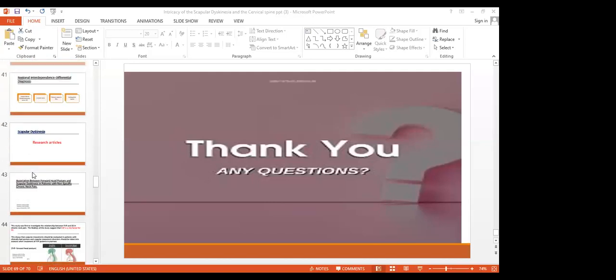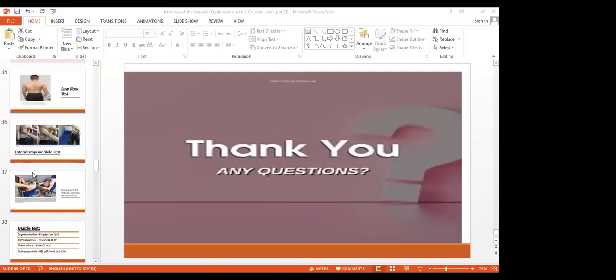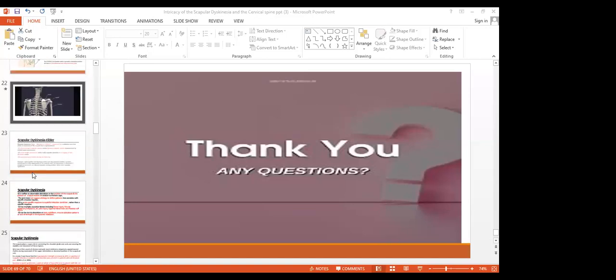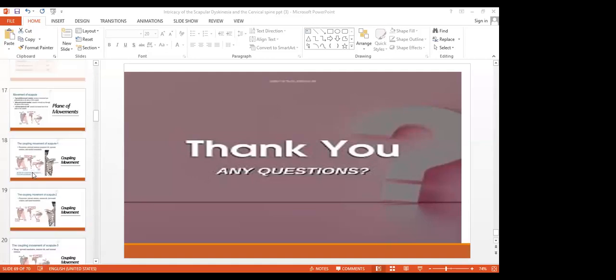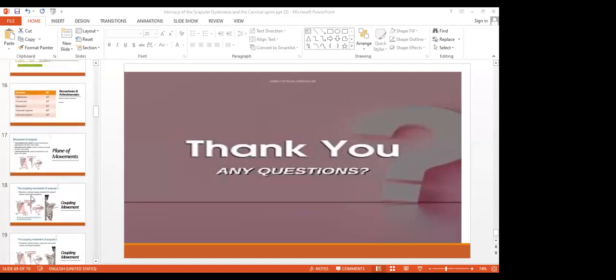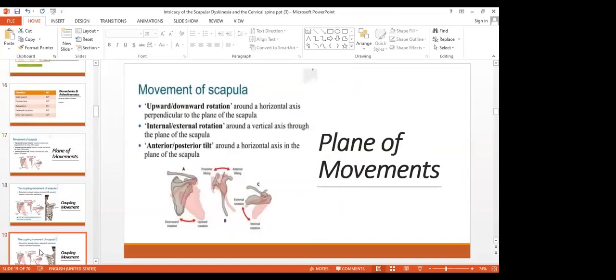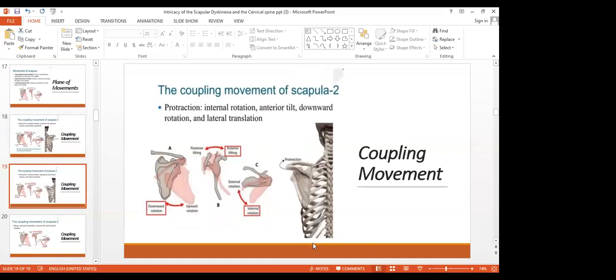For serratus anterior, you can do some wall slides with the foam, with the band. You can do a supine punch. In supine lying, you can do a punch. Protraction, right? Yep.